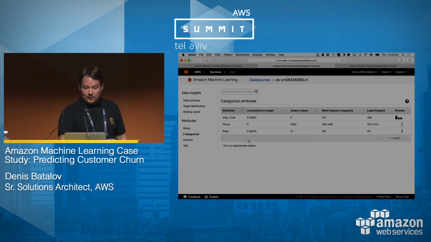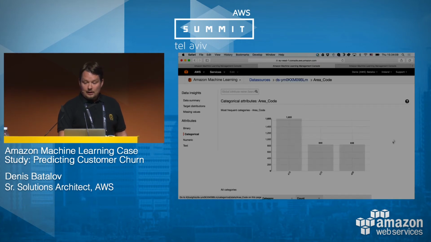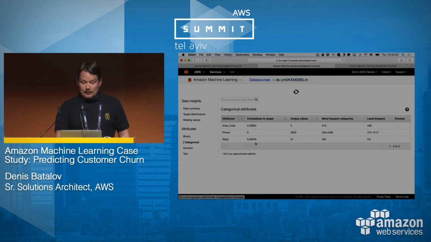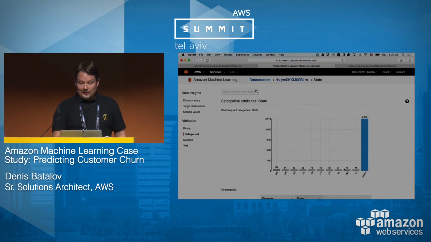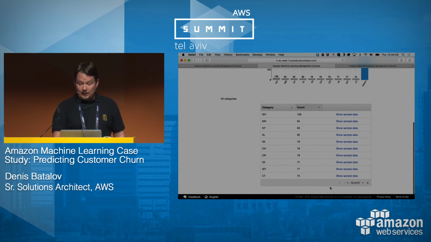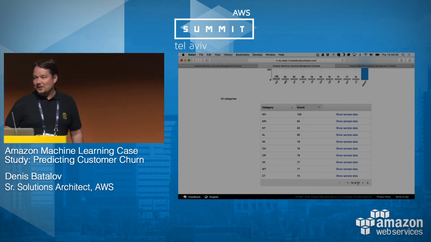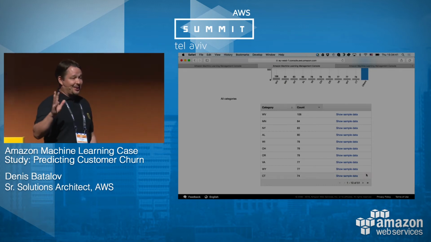Looking at the categorical attributes, we see, for example, interestingly, area code. If we click on the histogram, well, there are really only 3 area codes here, 415, 510, and 408. But if we go back and look at the state, we see quite a few different states. In fact, carefully here, 51. Well, we have 50 states in the US data set plus the District of Columbia, right? Washington, D.C., so that's 51. So how come we have 51 states and only 3 area codes, right?